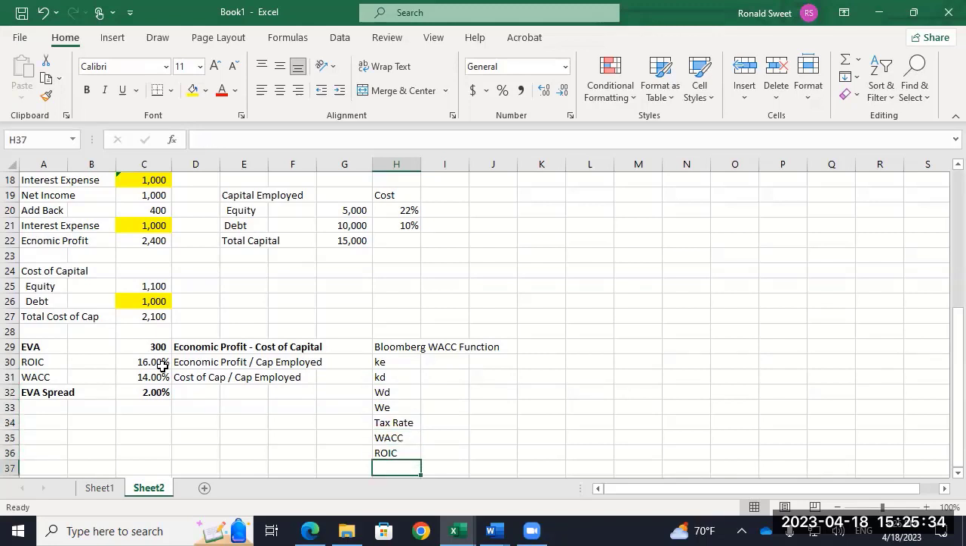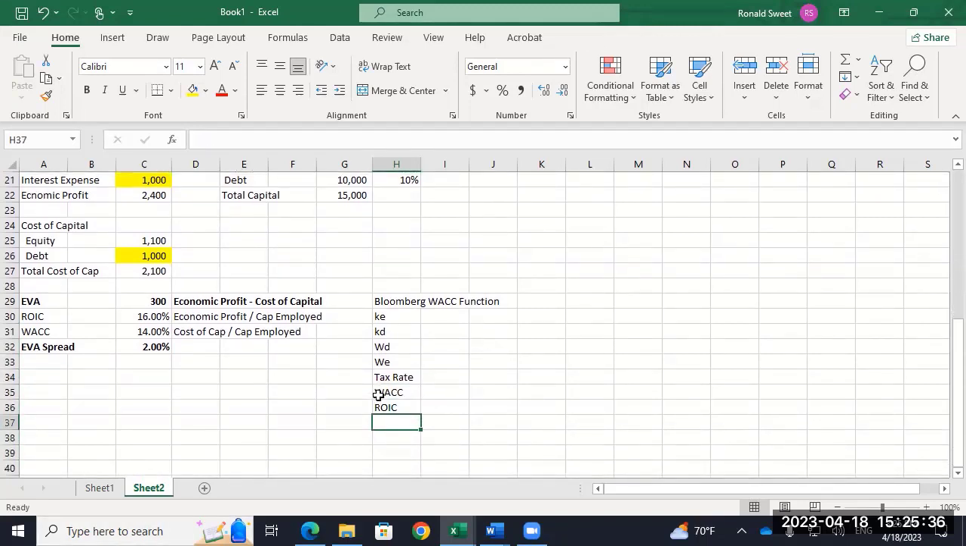Not only that, but they'll graph. You can graph WACC and return on invested capital against each other over time. You can do the EVA. You can do the EVA spread. They do all of those things. So it's a good chance you'll have a project in one of your classes where you're going to be doing exactly this, and Bloomberg will do a lot of this for you.